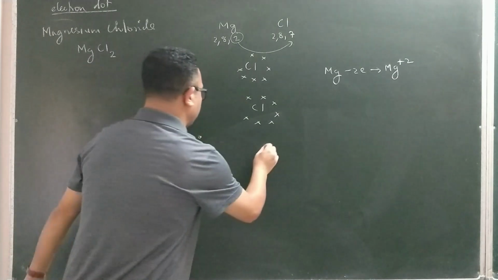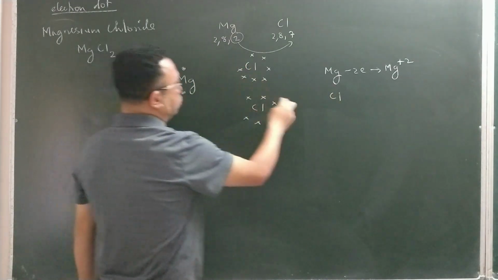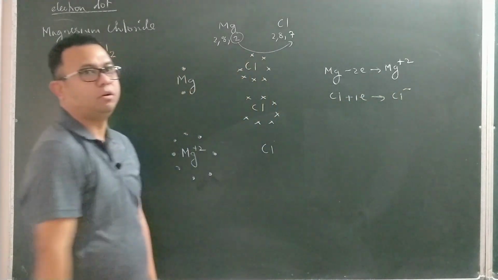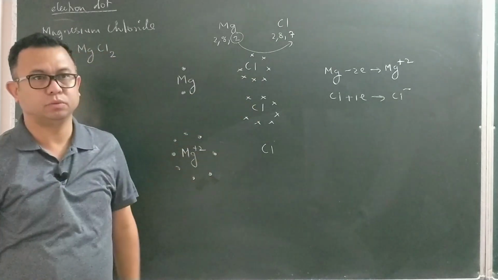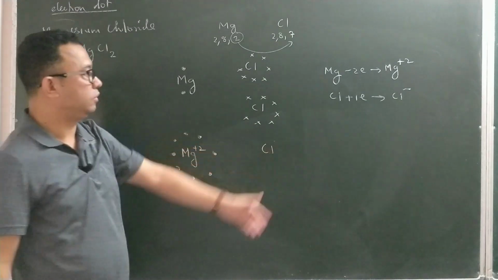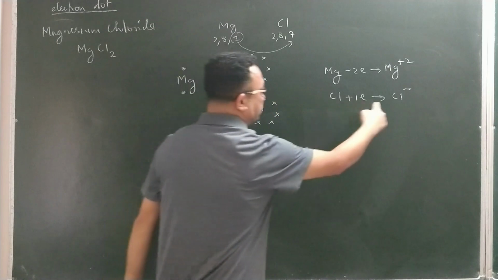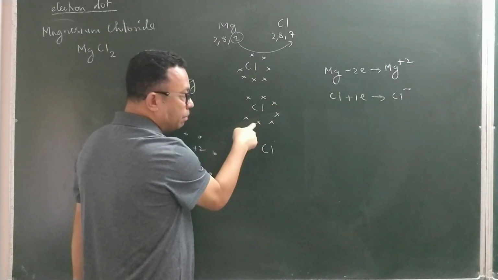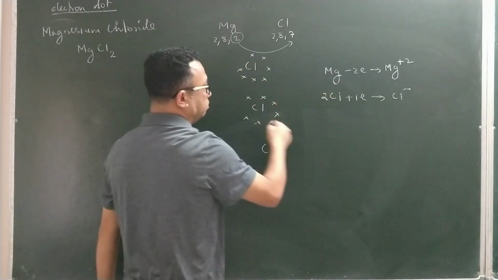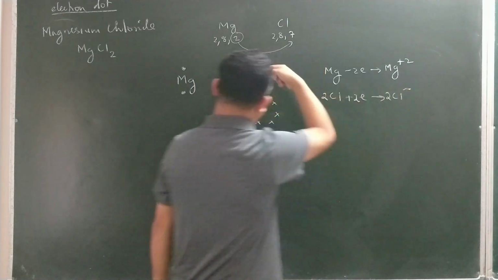Now there are 2 chlorines. Okay, let me write it down. What happens to chlorine? This chlorine will gain 1 electron, so as it gains 1 electron, it forms Cl minus. But don't forget, the same thing happens here also. So one chlorine atom becomes a chloride ion, and 2 of them are there. That's why I represented this one with only 1, but the same thing is happening here also. So if I multiply the whole equation by 2, it becomes 2 chloride ions, 2 electrons, 1 electron there, 1 electron here, and these 2 chloride ions, this and this.